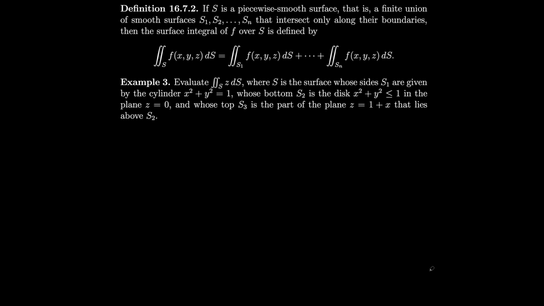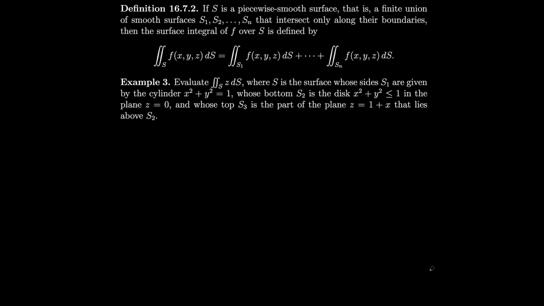If S is a piecewise smooth surface that is a finite union of smooth surfaces S1, S2 through Sn that intersect only along their boundaries, then the surface integral of f over S is defined by the sum of each of those surface integrals over each of those surface pieces. So what we do is pretty much the same thing as we do when we have line integrals over a piecewise smooth curve. We just compute all of those separate line integrals. So in this case, we just compute all of those separate surface integrals and then add them together.